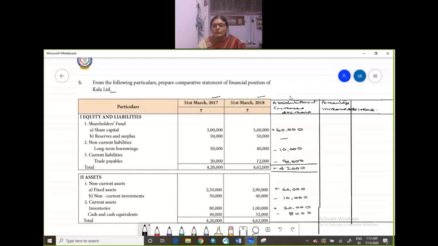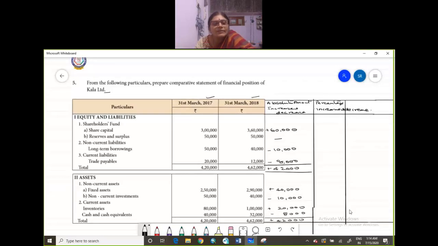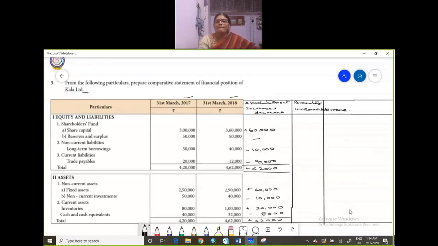So let us do the totaling now. The total 4 lakh 20,000 and 4 lakh 62,000. The difference is 42,000, so it is increased. Not liability, the asset side has increased as well. Fine. Now that you got all the details, it's easy for you to do the calculations, right? Now let us go to the working column. This is your working column.